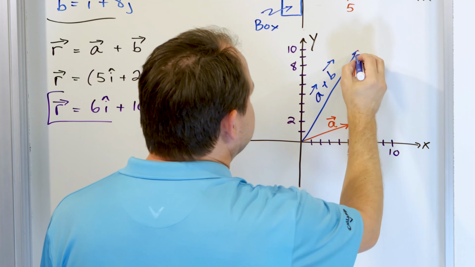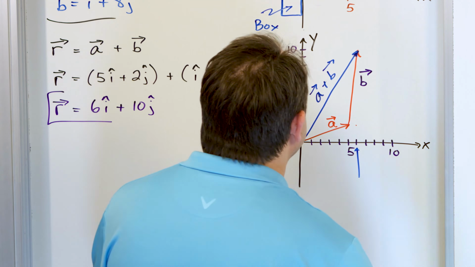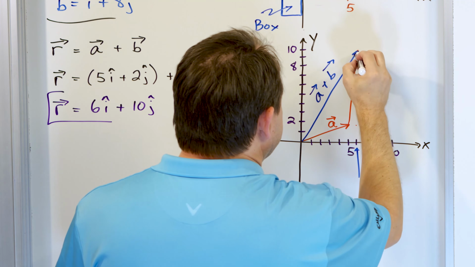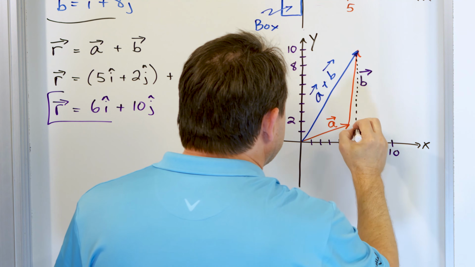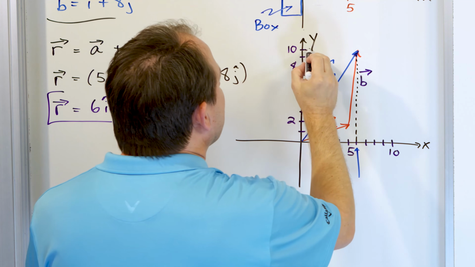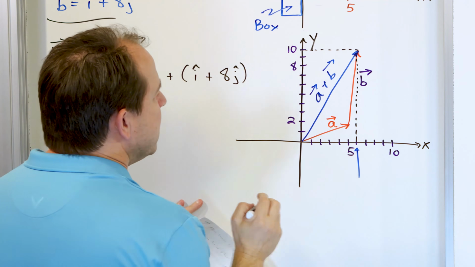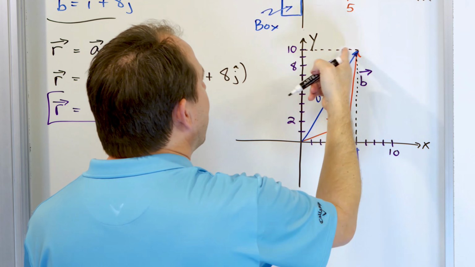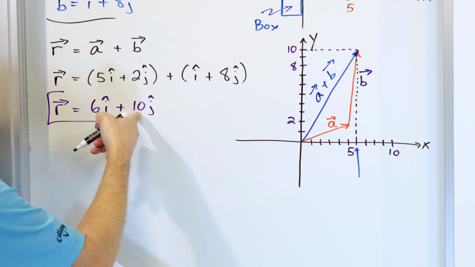That's where it, I guess I could make it clear by just putting a dotted line here. It goes down right there, and then it goes across to 10. So what does this mean? X component of 6, Y component of 10.